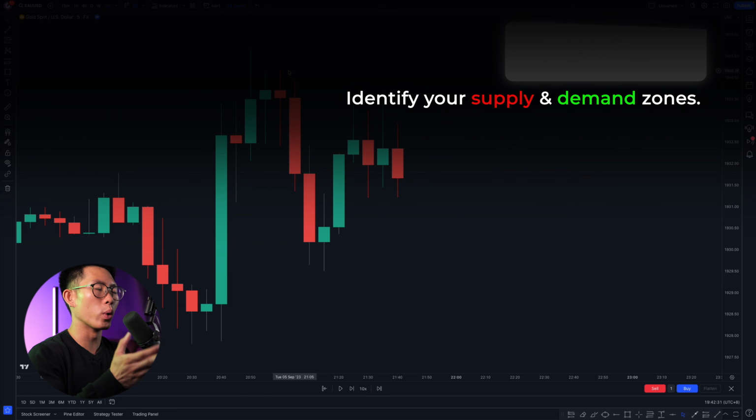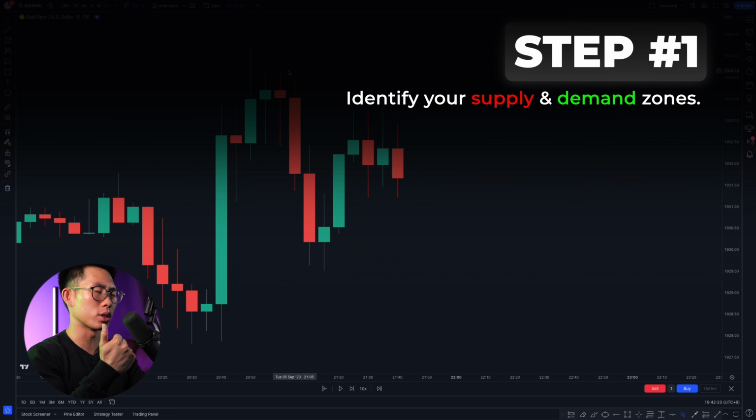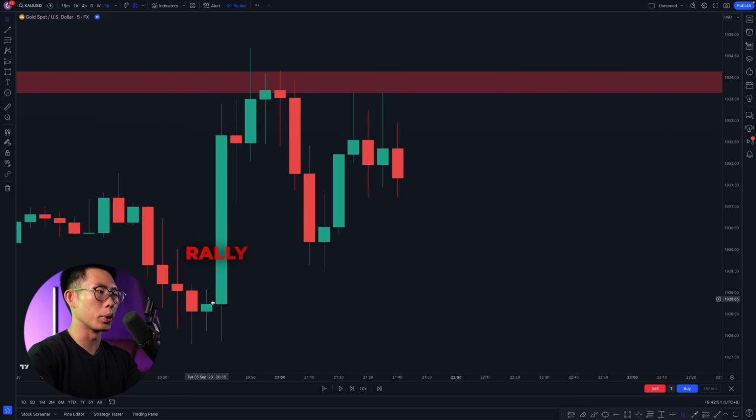So the first step will always be the same, and that is to identify your supply and demand zones. So right here, we can see that there is a supply zone because there are a lot of sellers at this area here, right? Now, this could be your rally base drop.